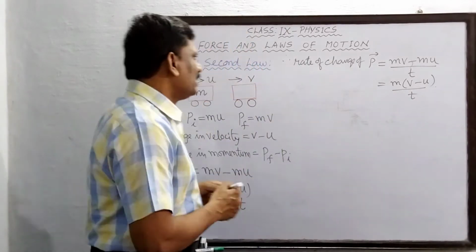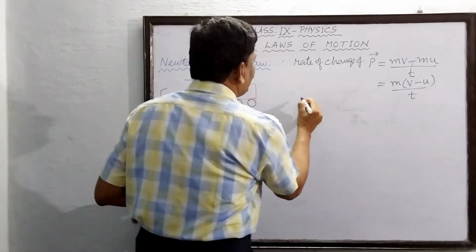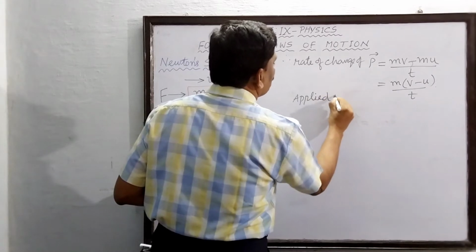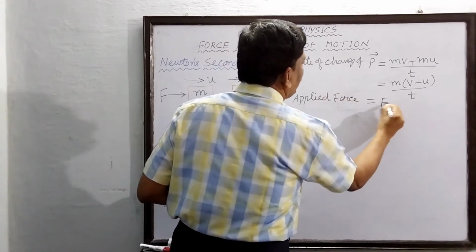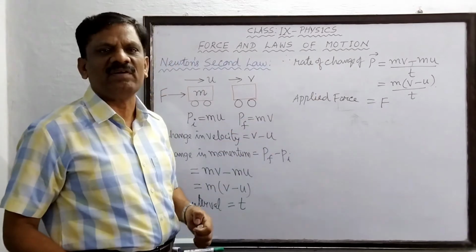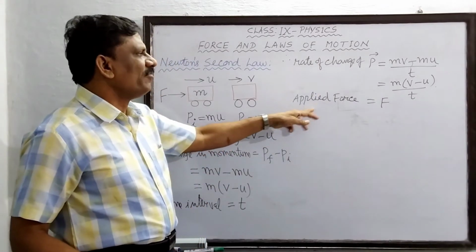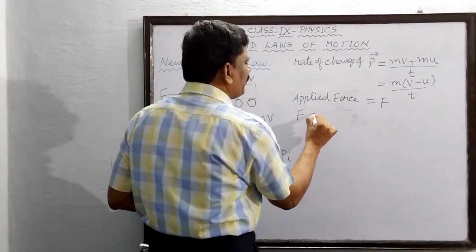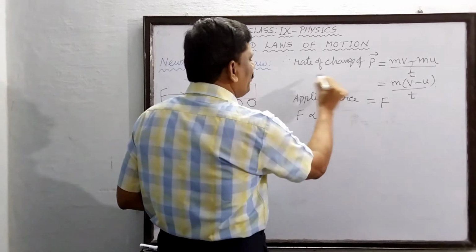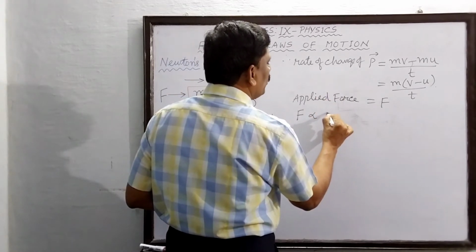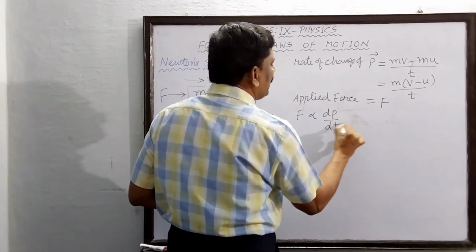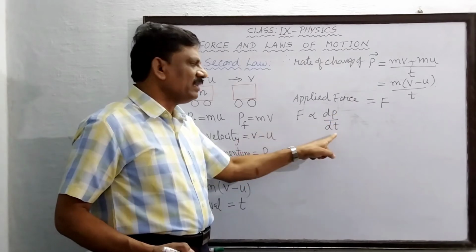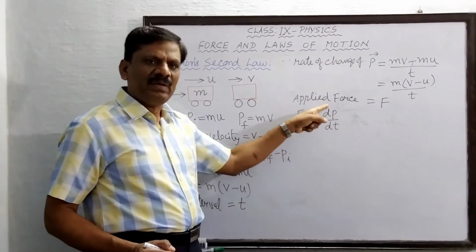So this force which is responsible for the change in the momentum of the body is called the applied force, equal to F. This only is responsible for the change in momentum of the body. So this applied force and the rate of change of momentum are directly proportional to each other. This is the statement of Newton's second law of motion. So force is proportional to dp by dt, that is rate of change of momentum. Mathematically we write dp by dt, but how to read this? A rate of change of momentum of the body.